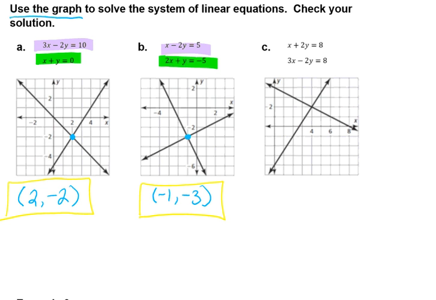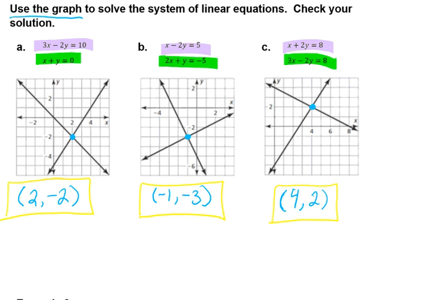So for problem C, again, it gave us both equations, which we don't need until we go to check our solutions because it gave us the graph. So on our graph, we see that we have an intersection point at 4, 2. So that's going to be the solution to our system.